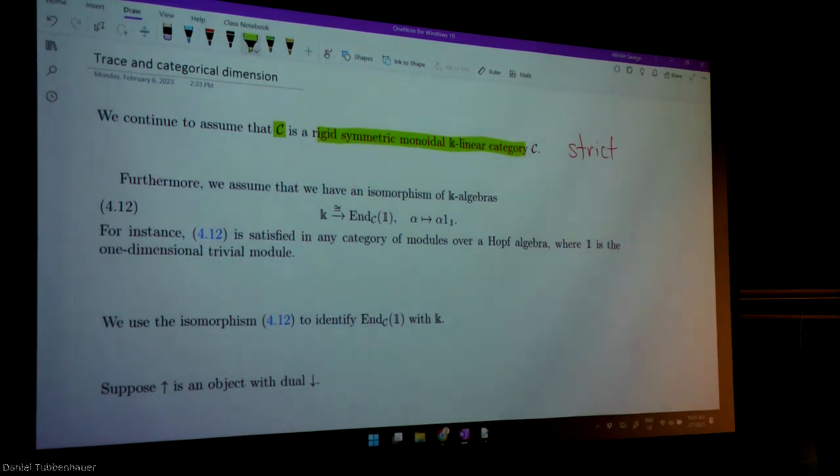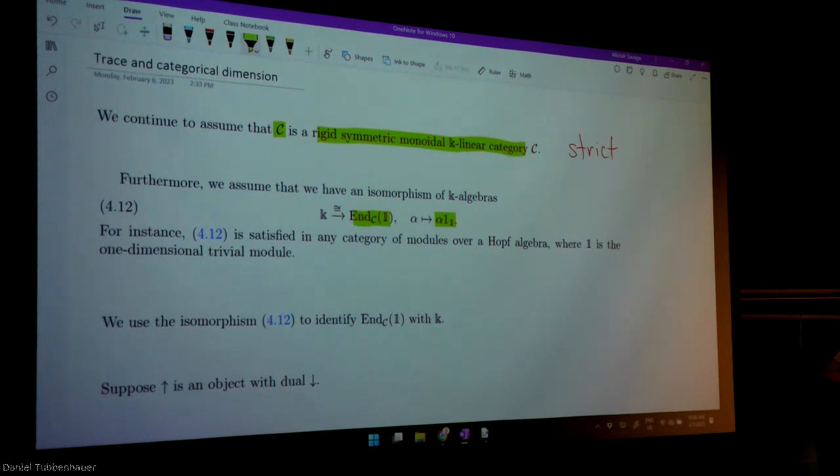And we're going to make one more assumption. Our assumption is that when we look at endomorphisms of the unit object, this should just be some copy of our ground field. And what I mean precisely is we should just have scalar multiples of the identity endomorphism. So we should have this one-dimensional vector space, just multiples of the identity endomorphism, and that should give us all endomorphisms of the unit object.